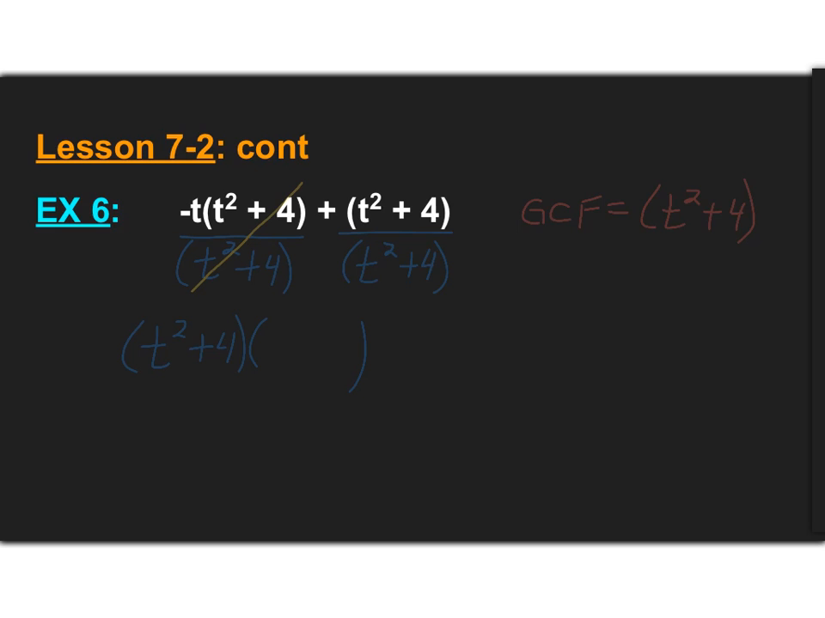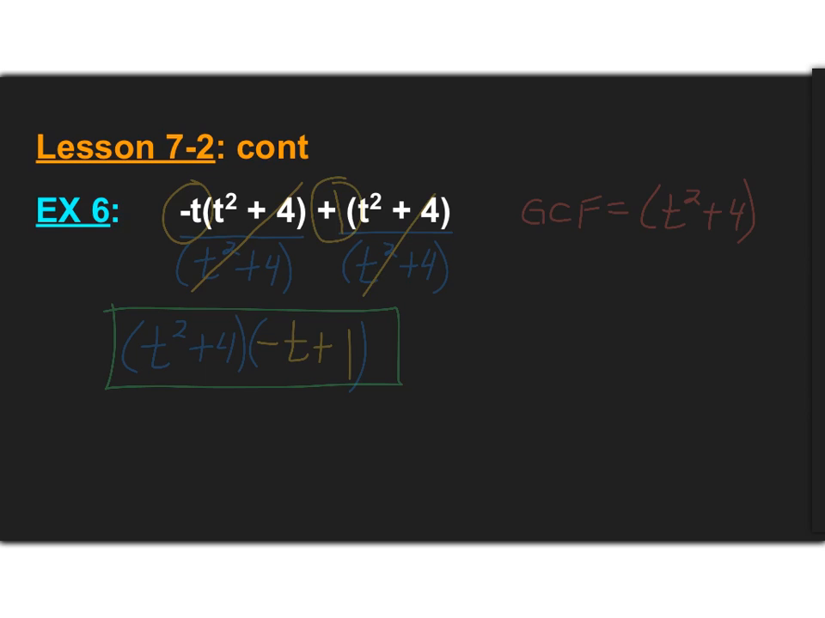So these cancel and I'm left with a negative t, so that comes down here. These cancel and I'm left with nothing, but remember we said there is technically a 1 in front of there. So remember, anything divided by itself is always 1. And so technically, as we wrote there, we have this positive 1 that's left after we cancel it out, and so we have a negative t plus 1. So our final answer is t squared plus 4 times negative t plus 1.